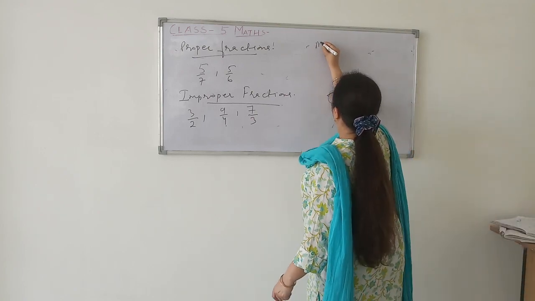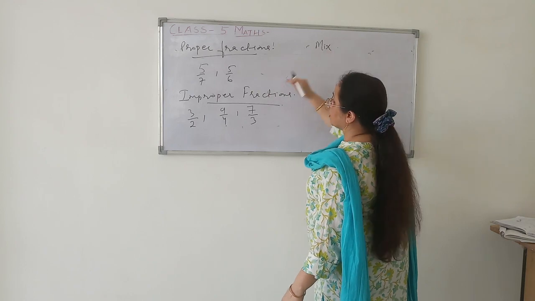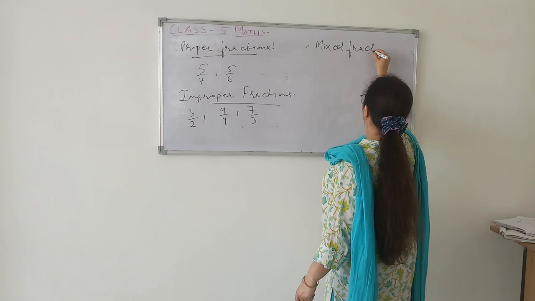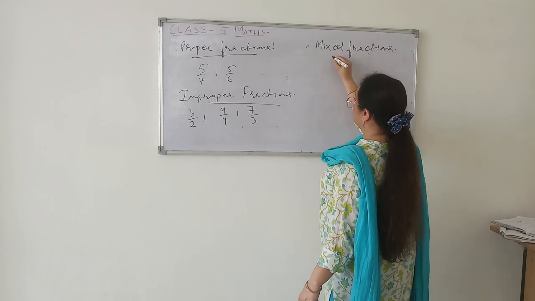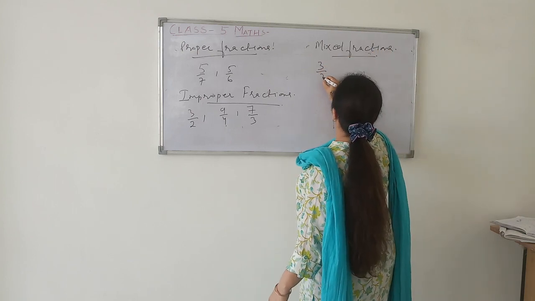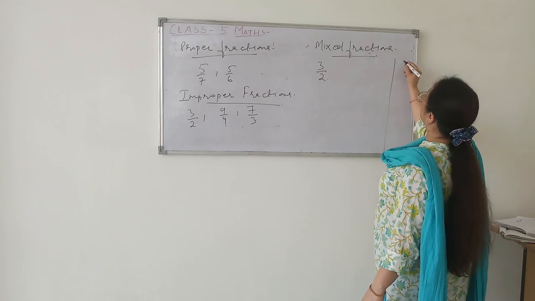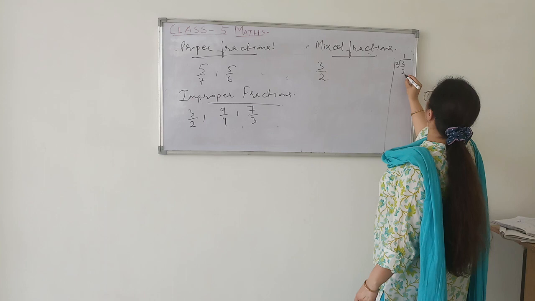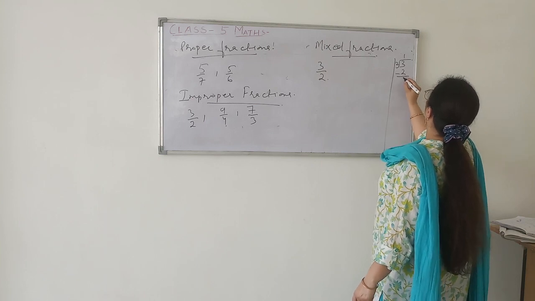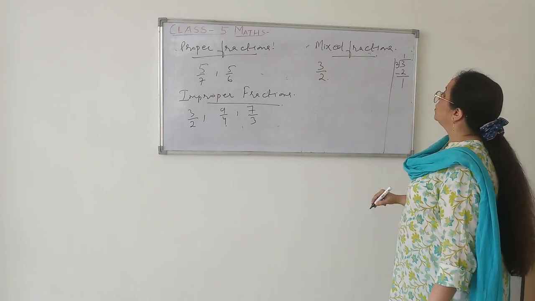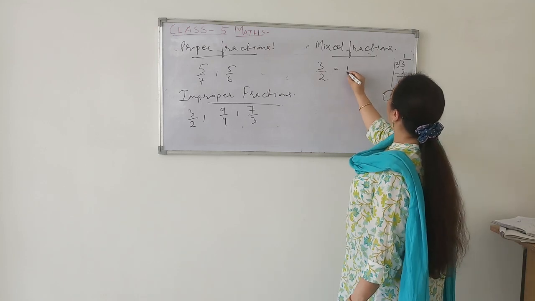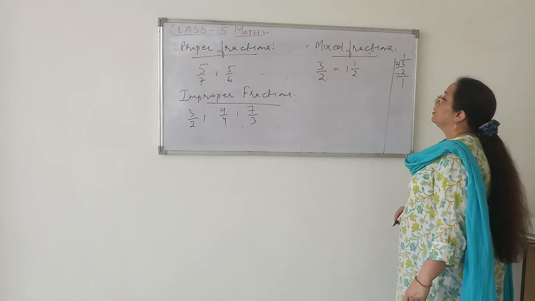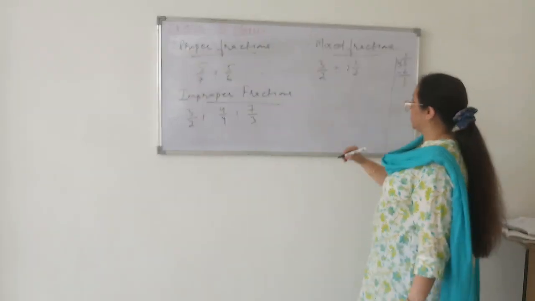Now, out of these improper fractions, we have to make the mixed fraction. First, 3 upon 2 is there. In the rough work, you divide it by 3. 2 ones are 2. Now here we will get 1 here. So the whole number will be 1 whole 1 upon 2. This will be your mixed fraction.